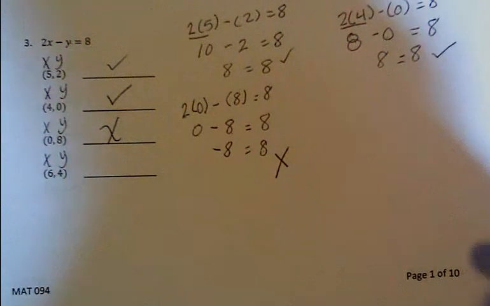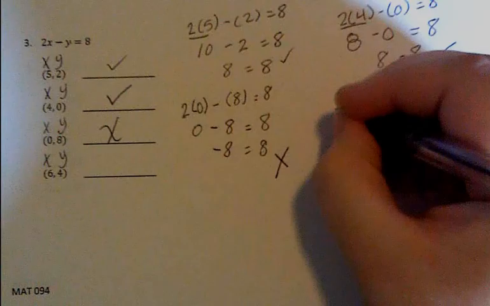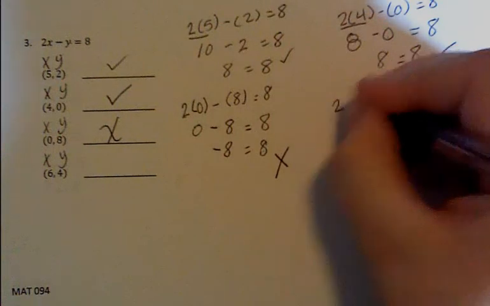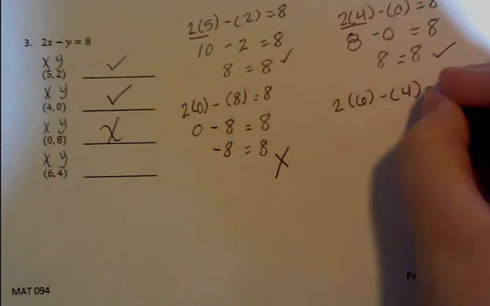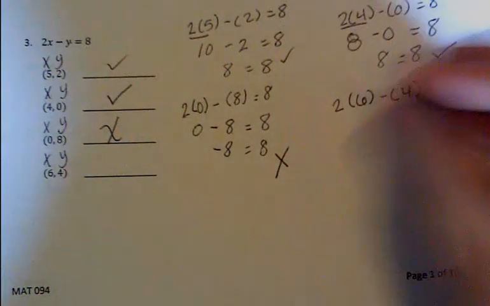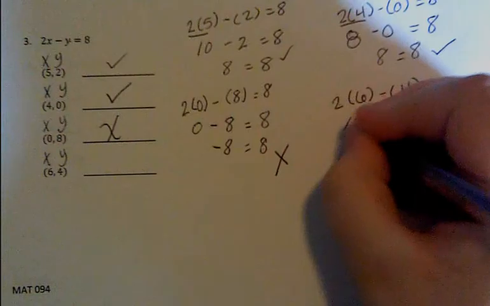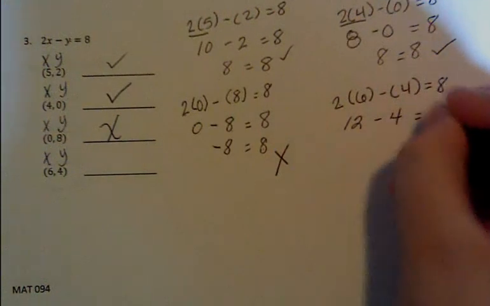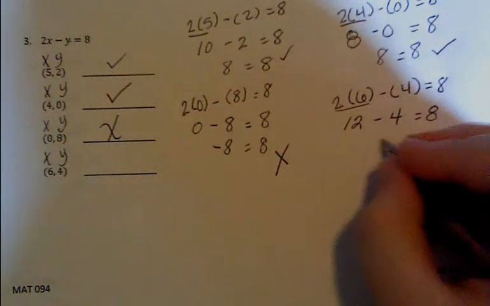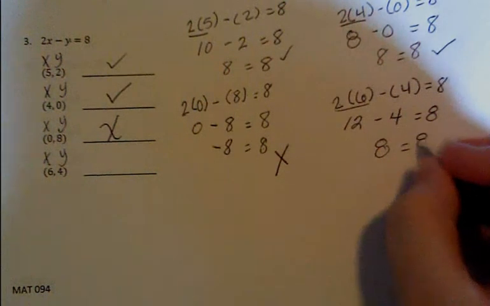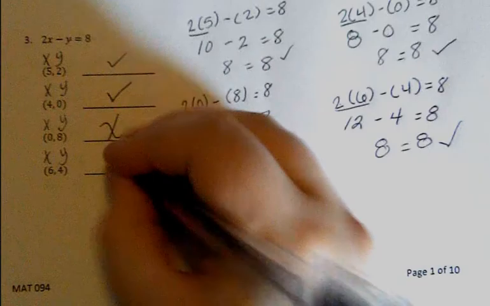So now let's look at 6, 4. So I've got 6 for my x, 4 for my y. So 2 times 6 gives us 12. Bring everything else down. And then 12 minus 4 is 8. 8 equals 8, so that is a solution.